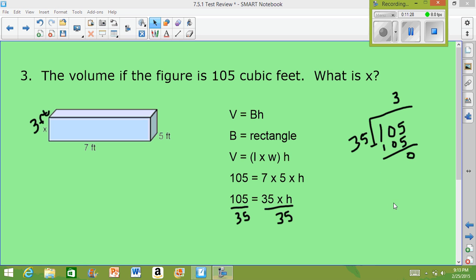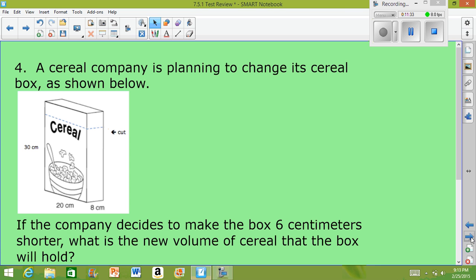All right, so now we are going to move on to problem number 4. It says a cereal company is planning to change its cereal box as shown below. If the company decides to make the box 6 centimeters shorter, what is the new volume that the cereal box will hold? So, right now our cereal box is 30 centimeters high, but they are going to chop off 6 centimeters. So here shows where they're going to cut it.